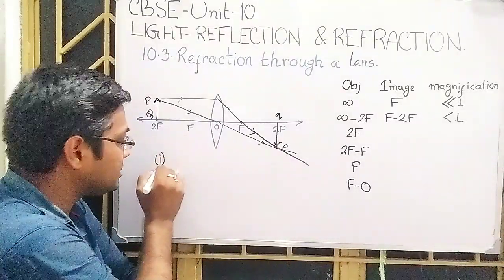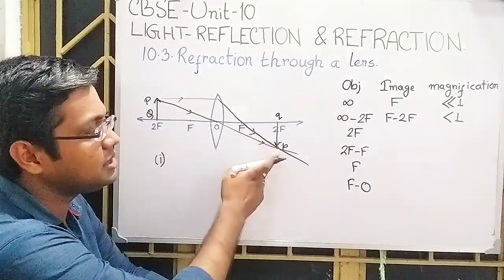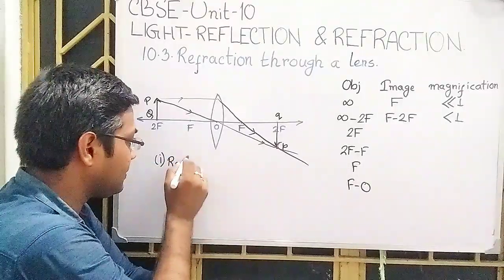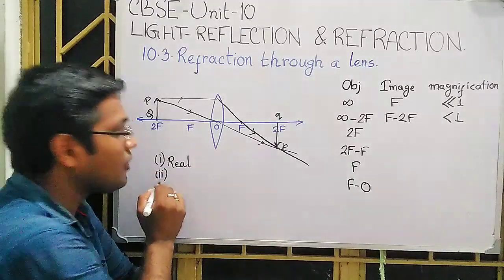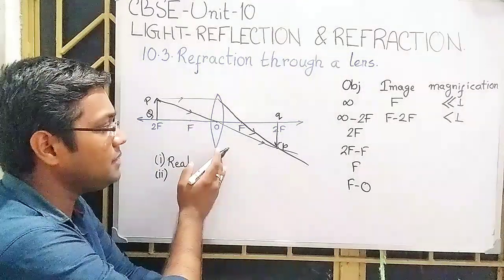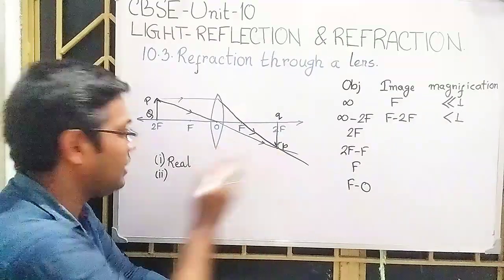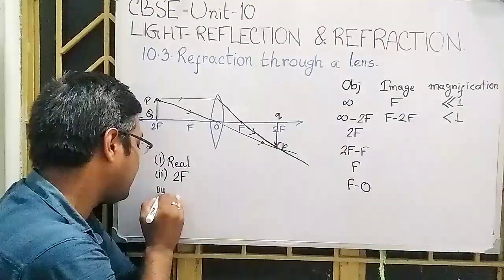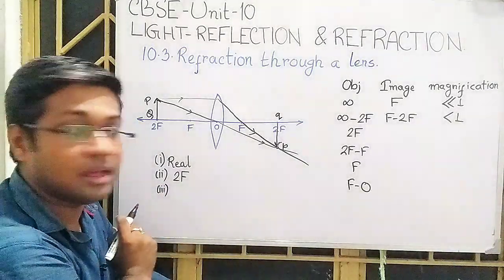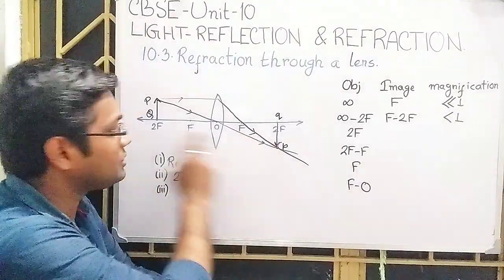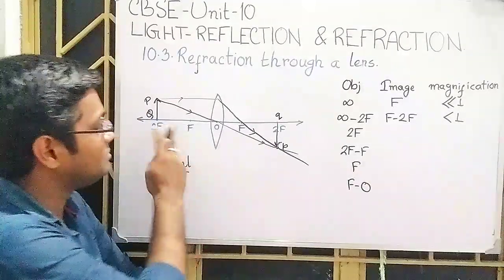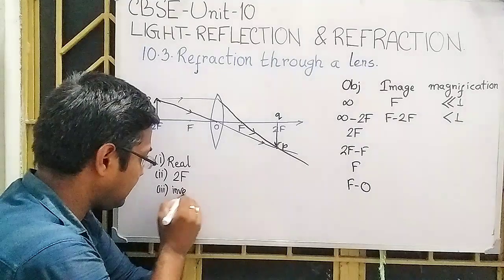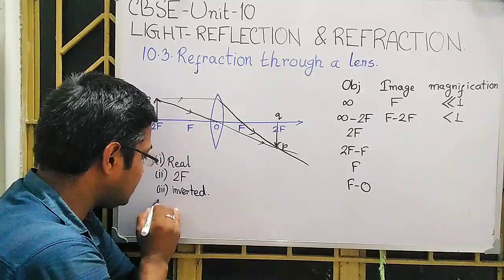So if I write down the characteristics, number 1, is it real or virtual? The refracted rays are intersecting each other at that particular point, so you can say the image is a real one. Number 2, where do we obtain the image? We will obtain the image at a distance 2f from the lens. Image will be obtained at 2f. The next is, is the image erect or inverted? Just see, it is upside down, so we can say it is inverted.